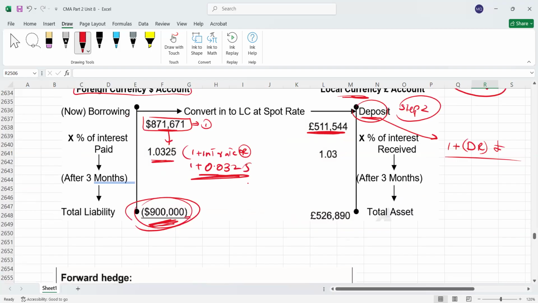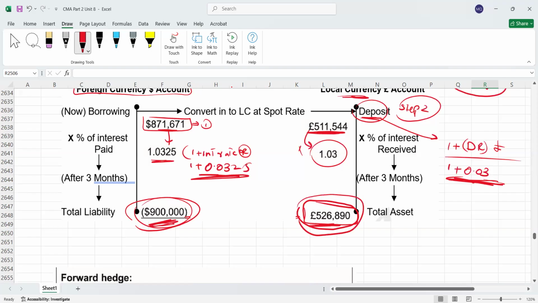So 1 plus 0.03. If I add these two, it will be equal to 1.03. So just now take the deposit times this. This will give you the total asset, and this amount you will withdraw after 6 months and you can use it. Okay, guys, so this is your total money market hedge, and you will always look in your local currency at what happened. In local currency, this is your final value because your local currency is pound. So if you use the money market hedge, in 6 months time you will get 526,890 pounds. You will always check in your local currency.